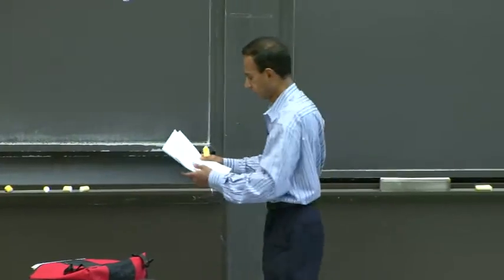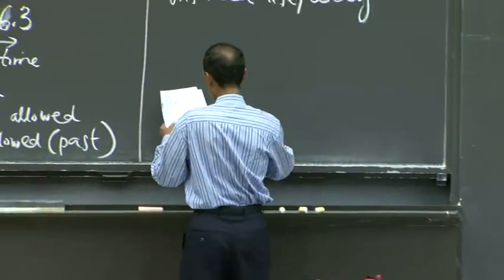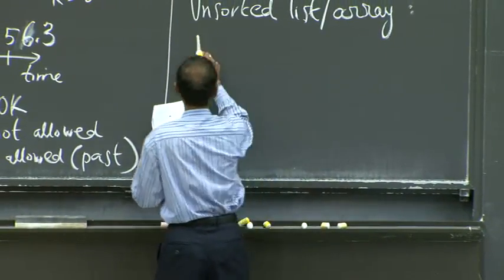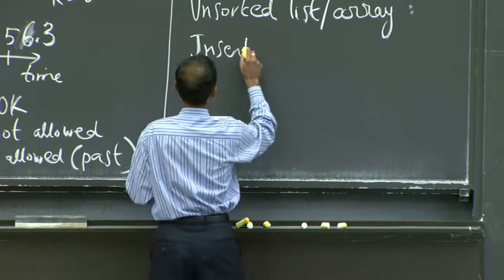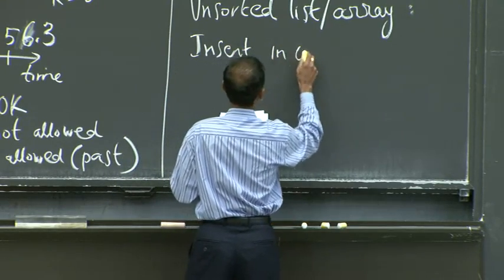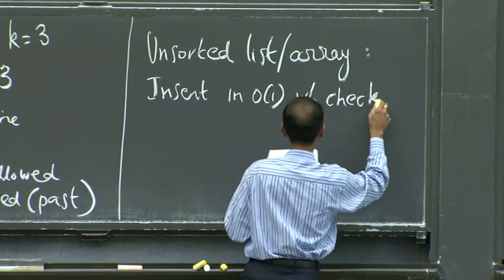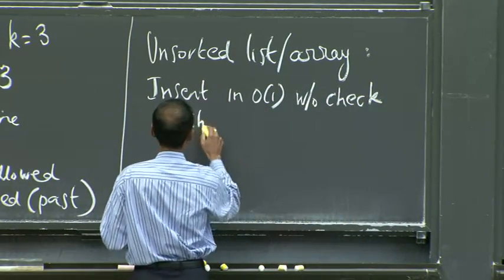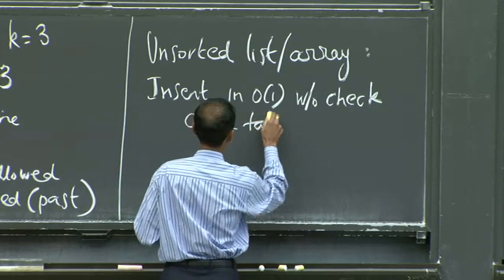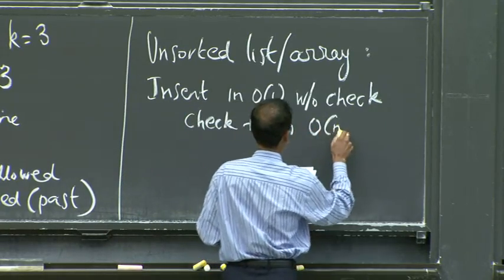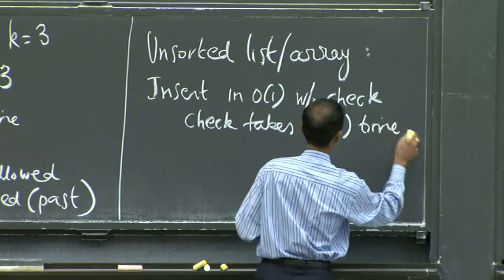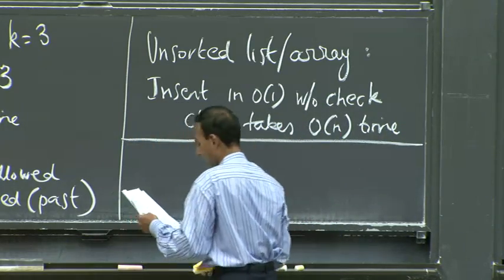All right? So you can insert in order 1 without a check, but sadly, the check takes order n time. All right?